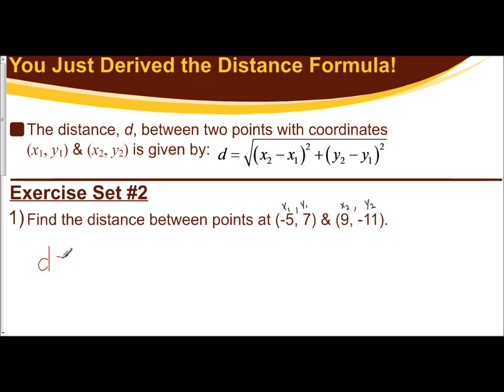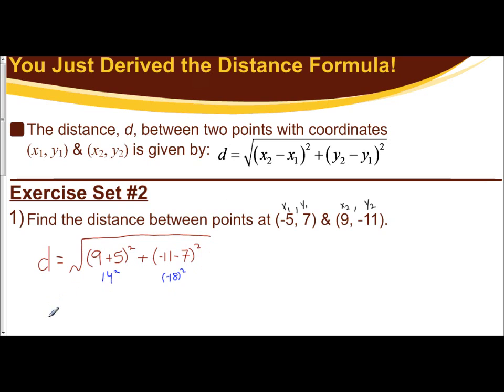So my distance is equal to the square root of x2 minus x1. So it's 9 minus a -5, so 9 plus 5 squared, plus y2, which is -11, minus y1, which is 7 squared. And so really, 9 plus 5 is 14. So I have 14 squared, and -11 minus 7 is -18. So I have -18 squared.